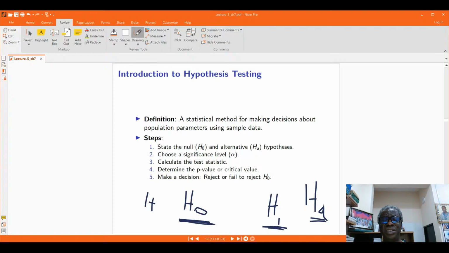And the decision is the last thing you have to take. That is step 5, where you now take a decision about the null hypothesis. So you can reject the null hypothesis, or you fail to reject the null hypothesis.